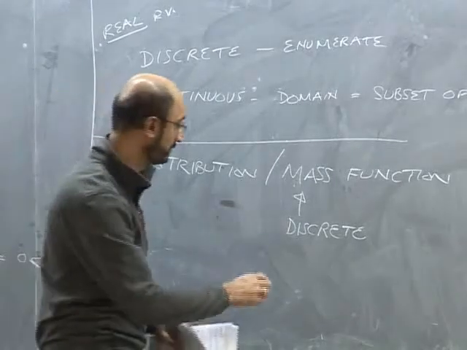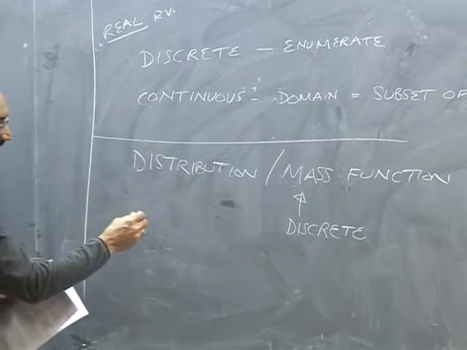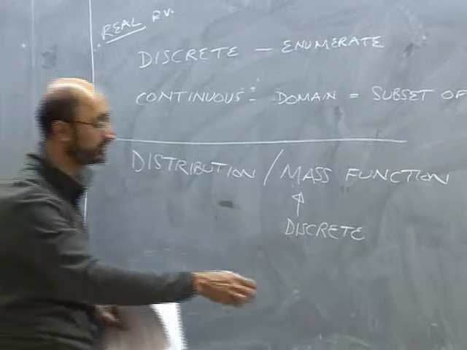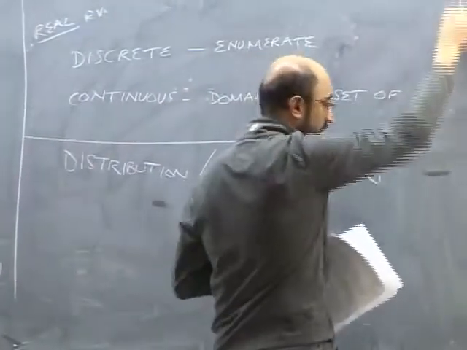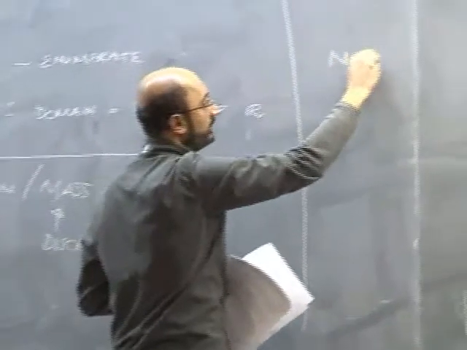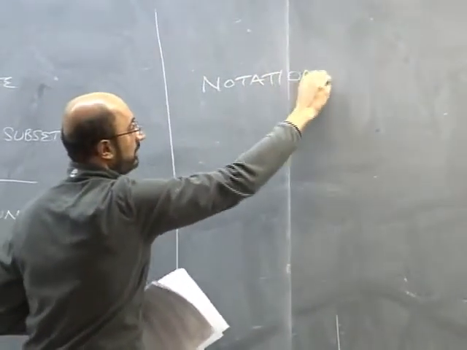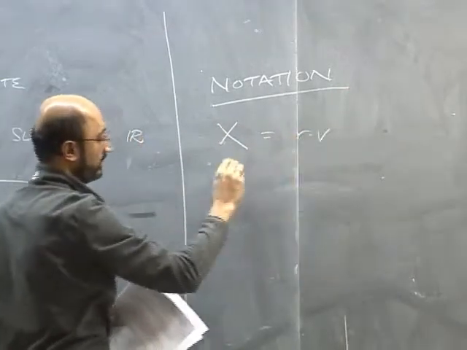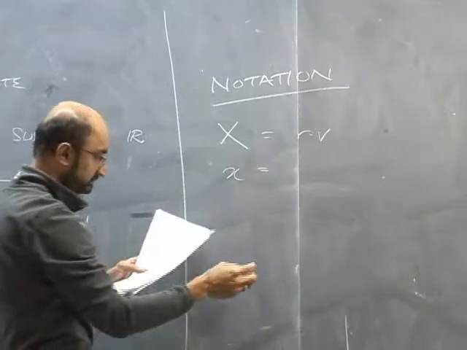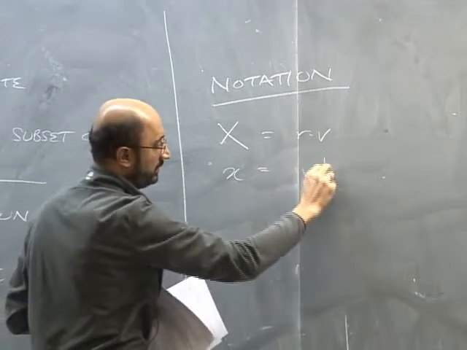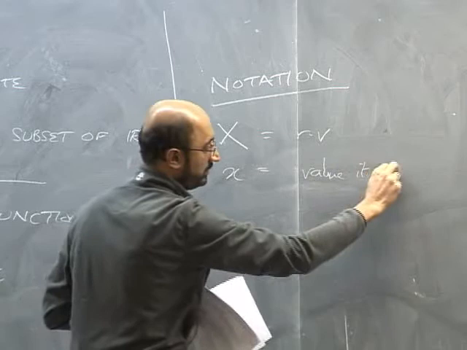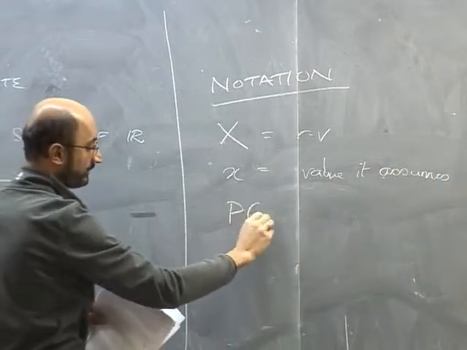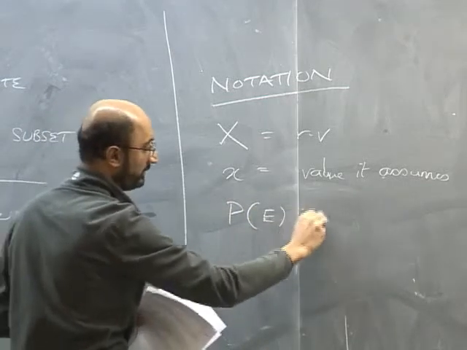And then in the distribution we have a slightly different meaning. I'm going to come to that in just a minute, but let me first tell you what the notation is, because without the notation things get very complicated. So notation: capital X is a random variable. Small x is going to be the value it assumes. I already said this. Capital P of E stands for the probability of an event.